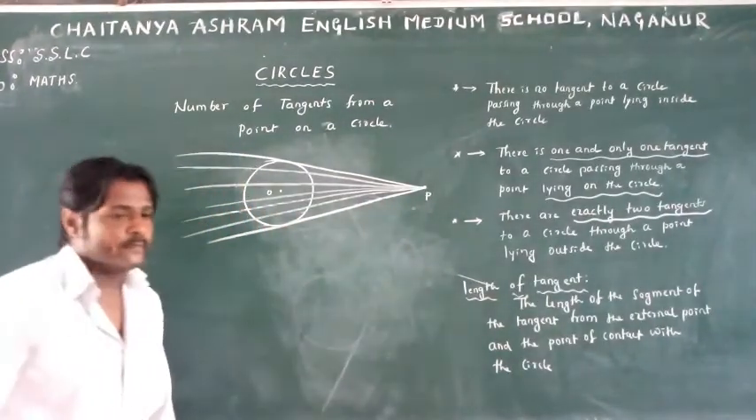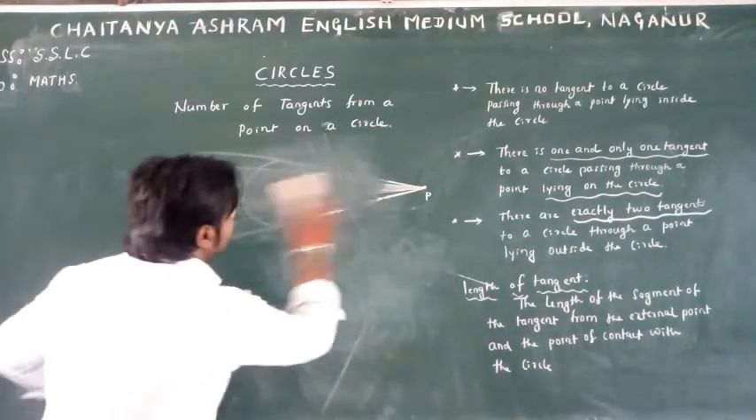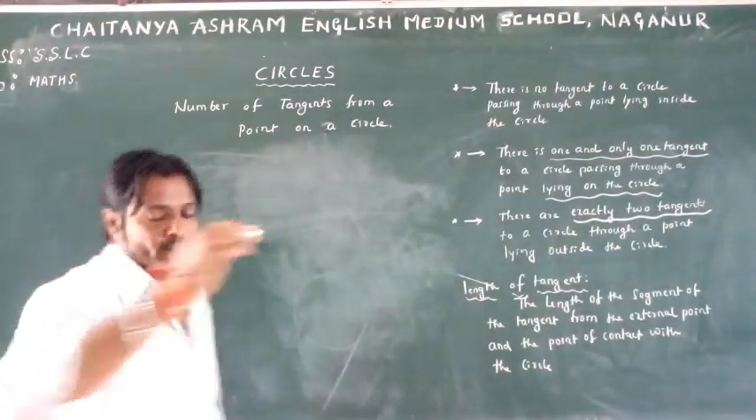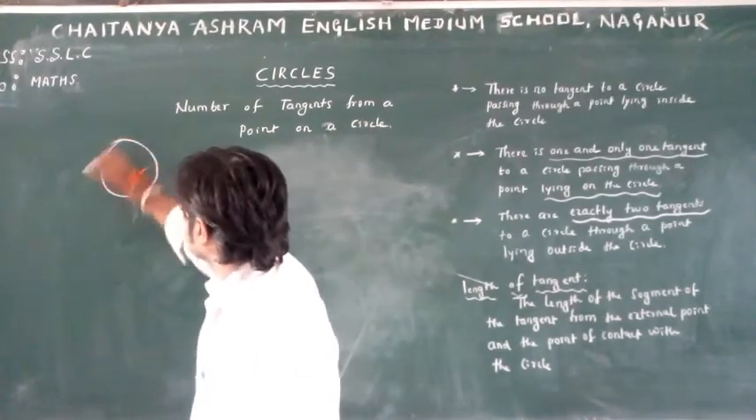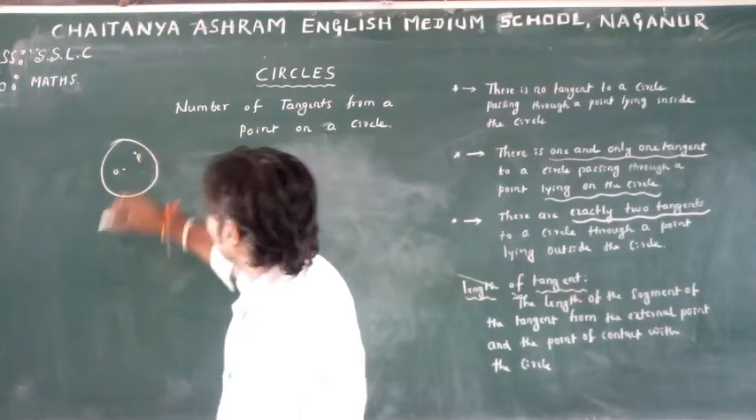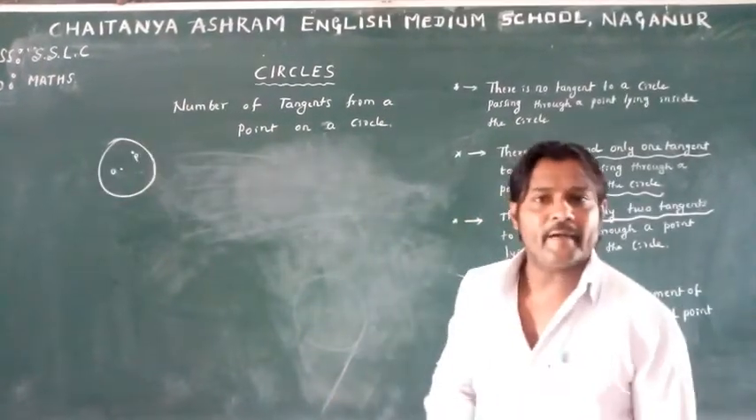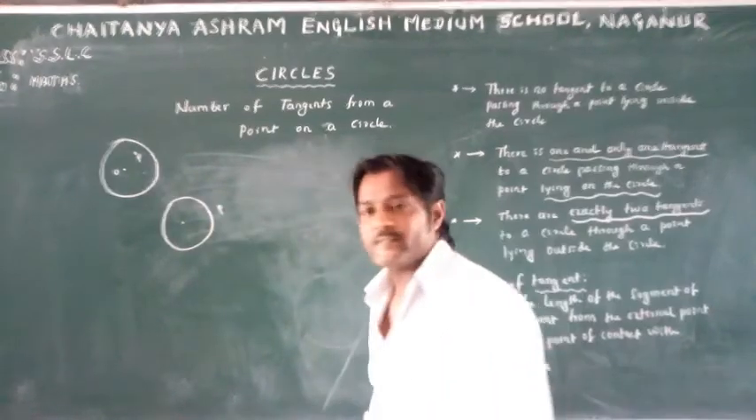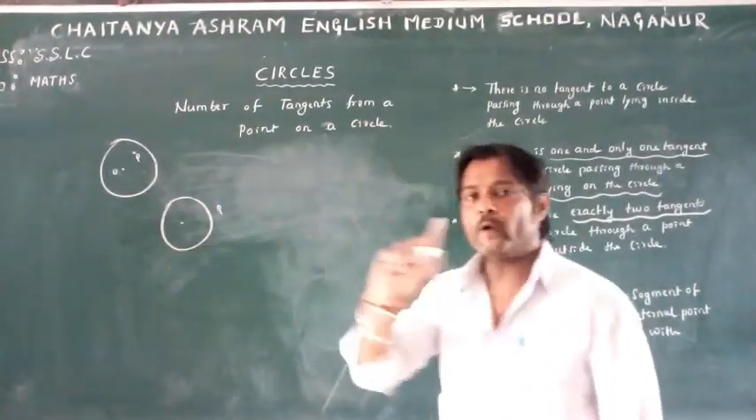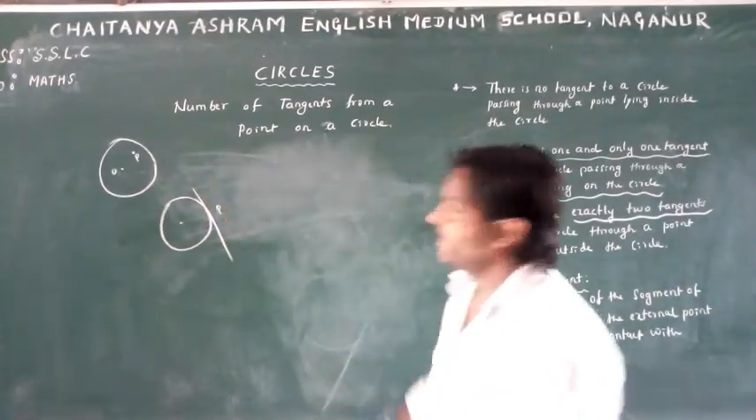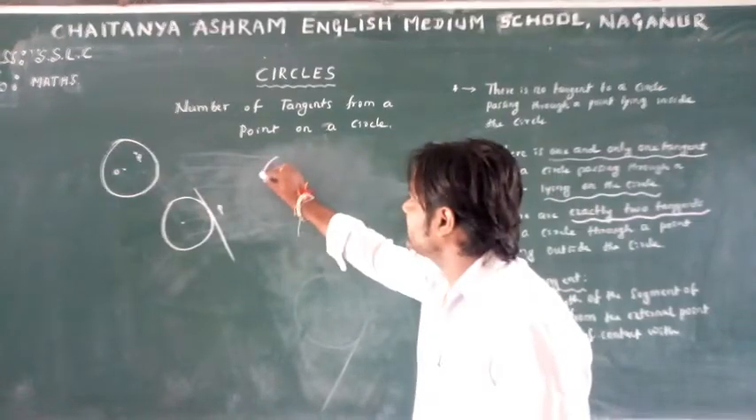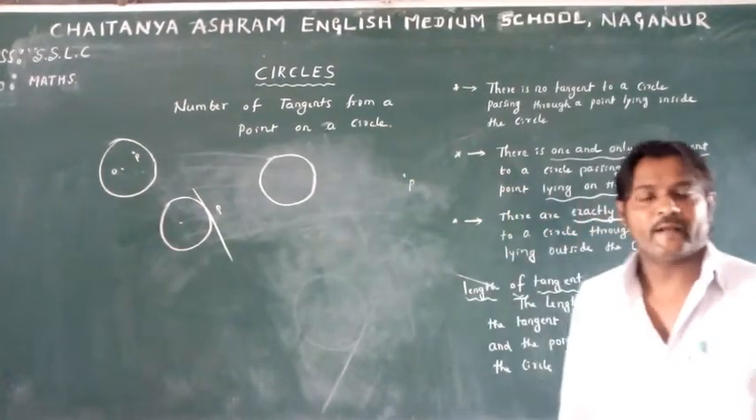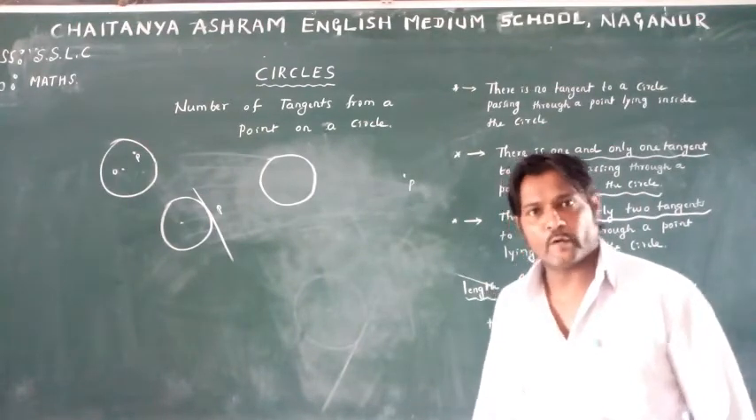Okay? Good. Now observe, if a point P is inside the circle, how many tangents can be drawn to this circle? No tangent can be drawn. If a point is on the circle, how many tangents can be drawn through this point to this circle? Only one tangent can be drawn. If a point is outside the circle, through this point to that circle, we draw exactly two tangents. Okay?